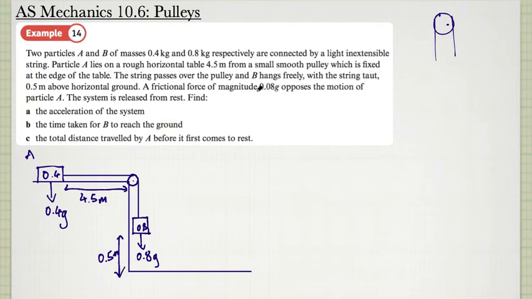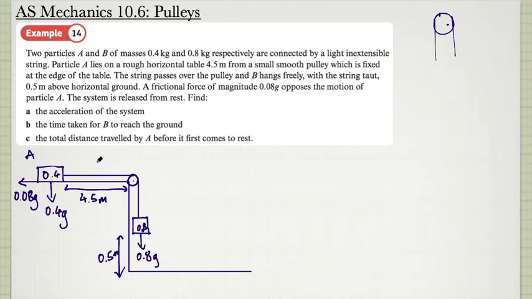A frictional force of magnitude 0.08 g opposes the motion of particle A. We were told that the table was rough, which means there is friction on the table, and that particular force is 0.08 g, pulling against the motion of A. The system is released from rest. That means it starts stationary, as if the pulley is clamped, and then when it's released from rest, everything will start moving.